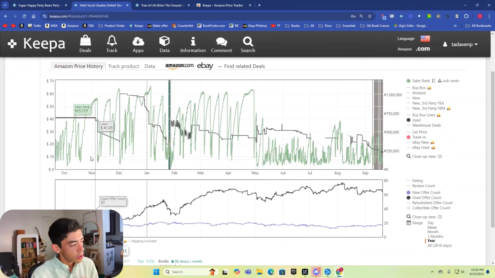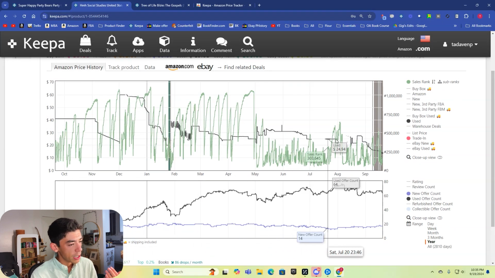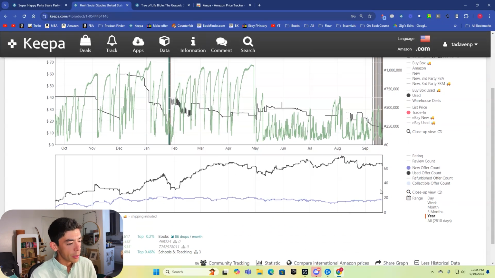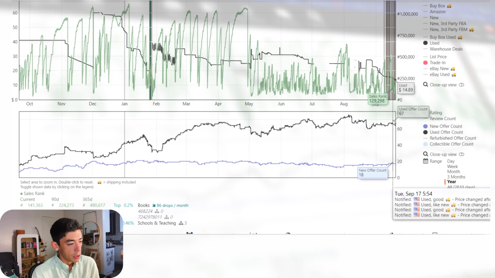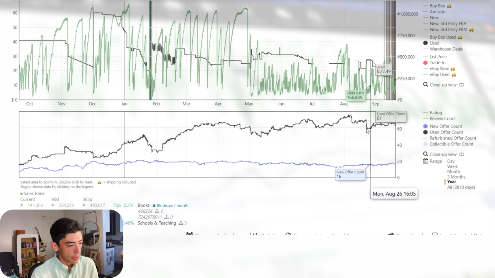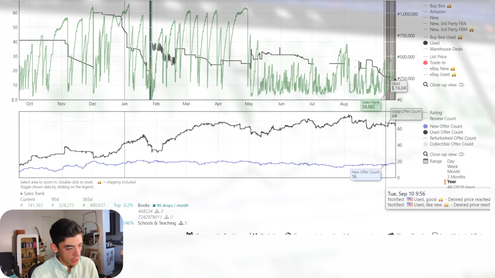When there's a lot more supply, then generally those people are going to compete with each other to try to get a sale, thereby lowering prices. And so here's a book that over the last year, it kind of looks like its used price is starting to go down a little bit. One of the reasons for that is maybe because, if you can see its offer count down here in the bottom graph, it's up in the 60s and 70s.